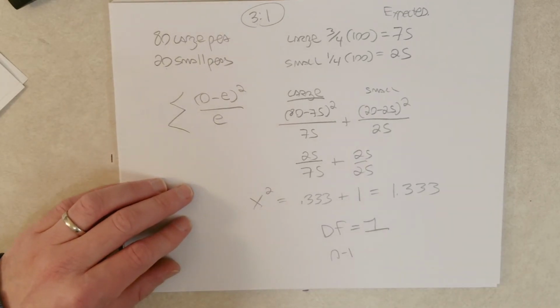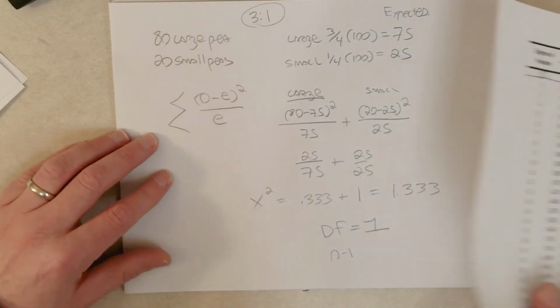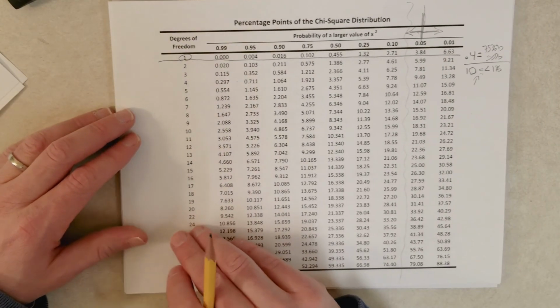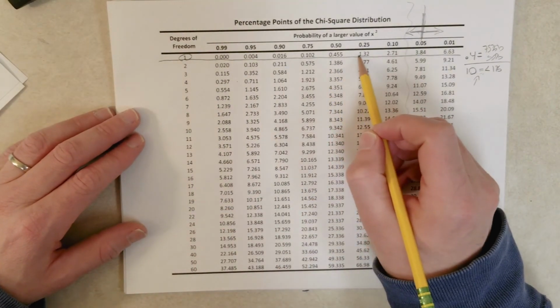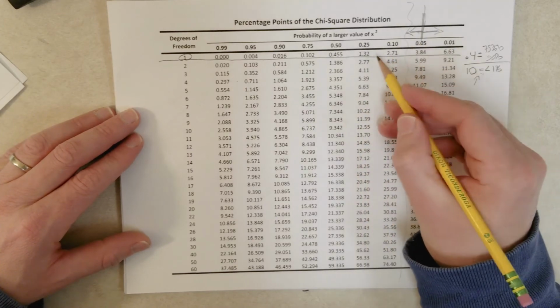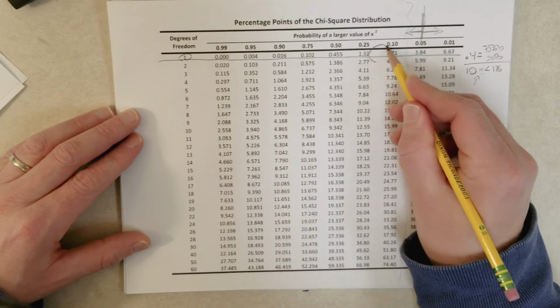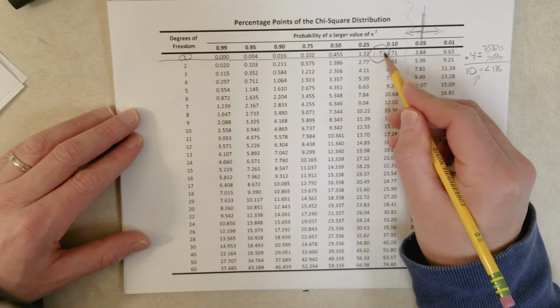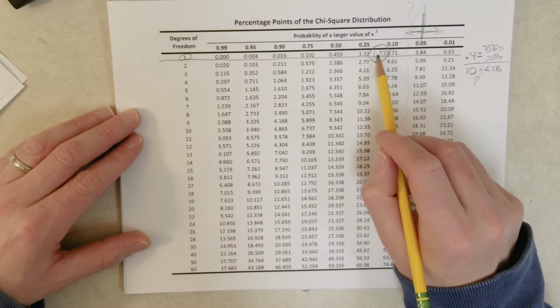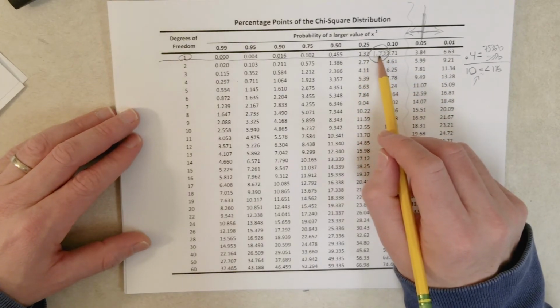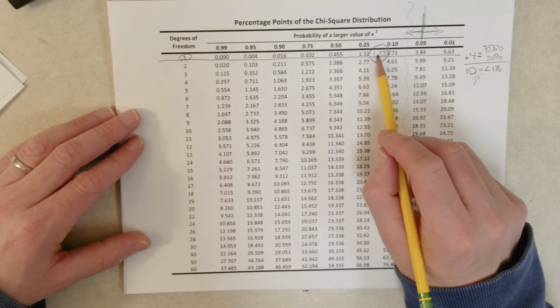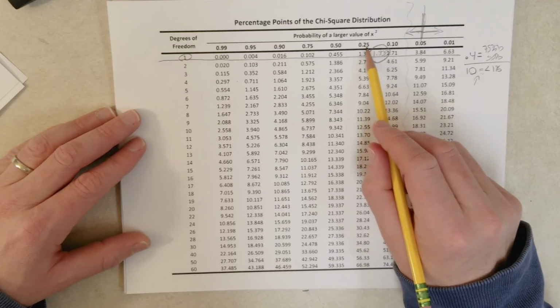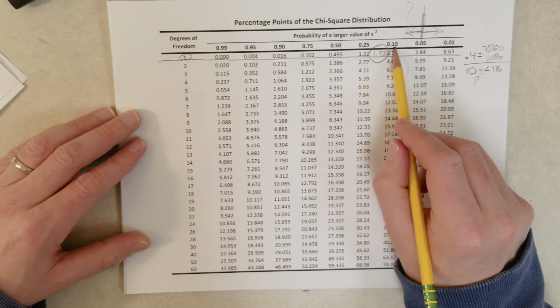So we look up 1.333 in our chi-square table here. 1.333. Okay, we see it right here. And we're expecting that much deviation from a 3-to-1 ratio in our experiment, involving 100 offspring, to occur between 25% and 10% of the time.